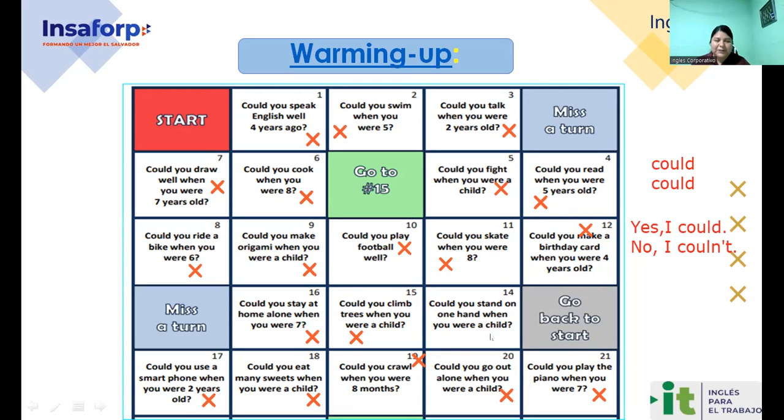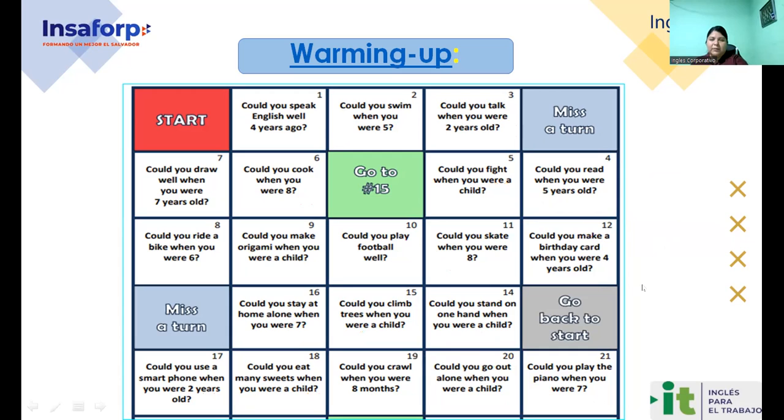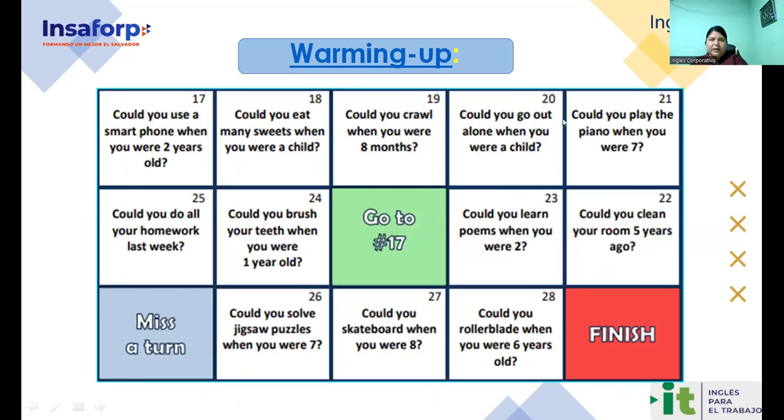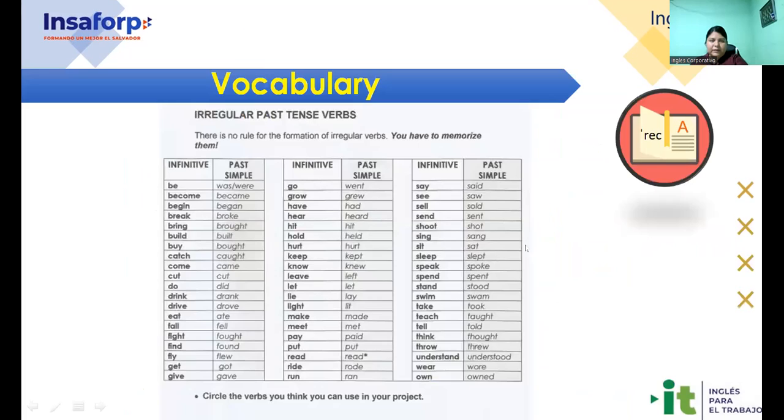Okay. And question 14. So could you stand on one hand when you were a child? Yes, no? Oscar, Rafael, lady? Yes, I could. What number is? 14. So could you stand on one hand when you were a child? Yes, I could. So I have been thinking about all these memories in the past. Okay, so it's the same. And we're going to continue with this vocabulary practice for today. We're going to check.